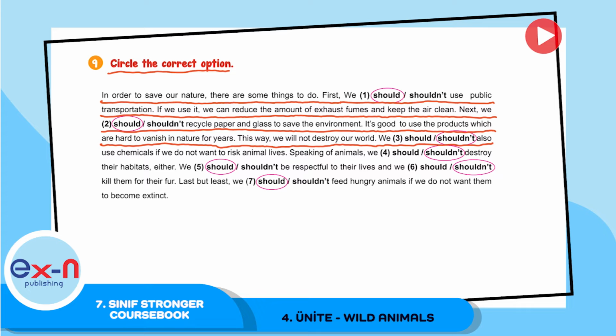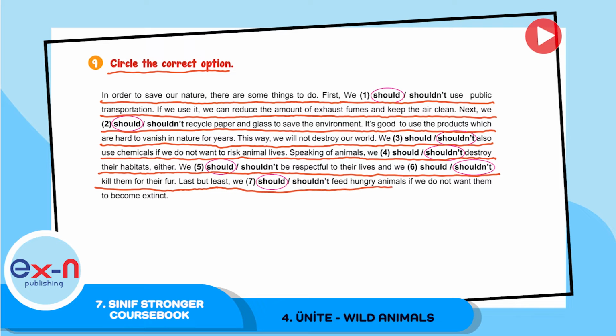We shouldn't also use chemicals if we do not want to risk animal lives. Speaking of animals, we shouldn't destroy their habitats either. We should be respectful to their lives, and we shouldn't kill them for their fur. Last but not least, we should feed hungry animals if we do not want them to become extinct.